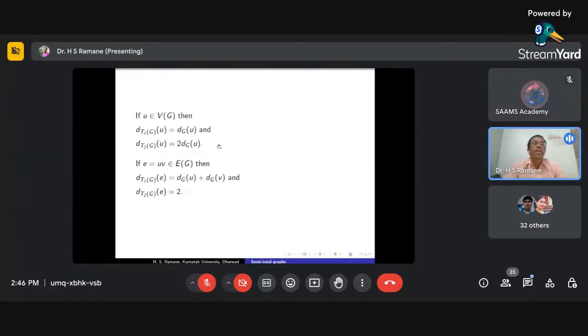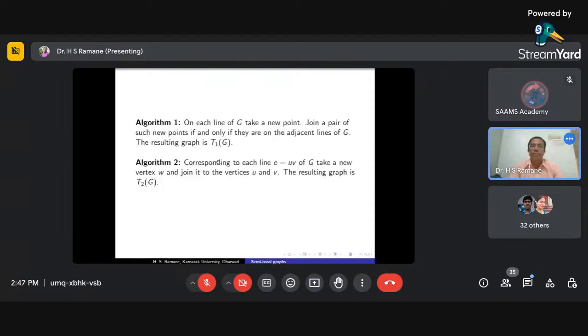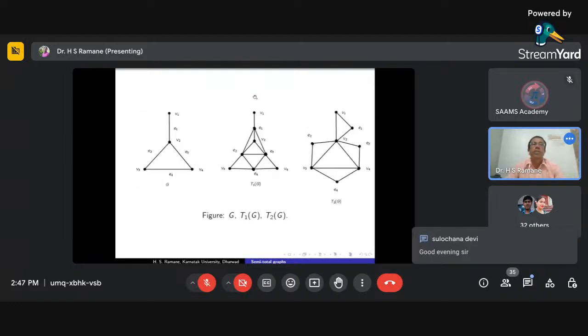Okay, so the degrees of the points in these semi-total graphs. If U is a vertex of the original graph, then the degree of the point in the semi-total line graph will be simply the degree of U, and in the semi-total point graph it is twice the degree of U. See here, for example V2. The degree of V2 will be the same as the degree of V2 in G, see here, 3, 3. Whereas in T2, it is twice. So here it is 3, so it becomes 2 times, meaning 6. So you get 6.